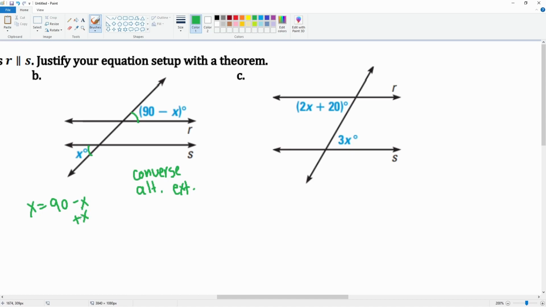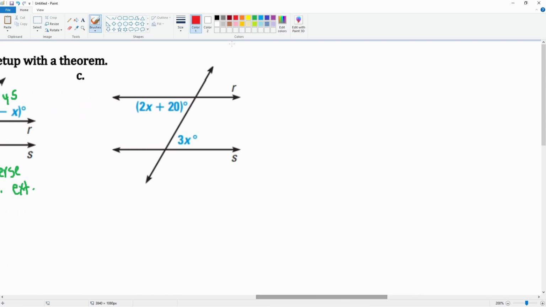We can solve. So we're going to add x to both sides. This cancels. 2x is equal to 90. Then divide by 2, divide by 2. This cancels. We have x is equal to 45. Okay. So if x is 45, this is 45, and this is 45, then you can show that they're parallel, only because of the converse of alternate exterior angles.